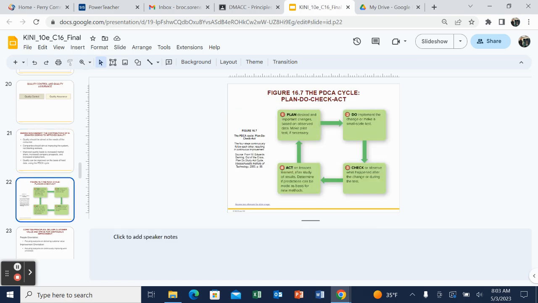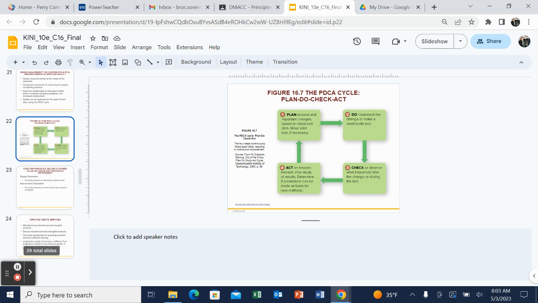And here you'll see the PDCA cycle in a visual. This is on page 719 within your book. So we talk about plan. So desired and important changes based on observed data, make a pilot test if necessary. Then we implement the change or make a small scale test. Then we check, we observe what happened after the change or during the test, and then we act on the lessons learned after study of results, determine if predictions can be made as basis for new methods. So that is the plan, do, check, act, the PDCA cycle.